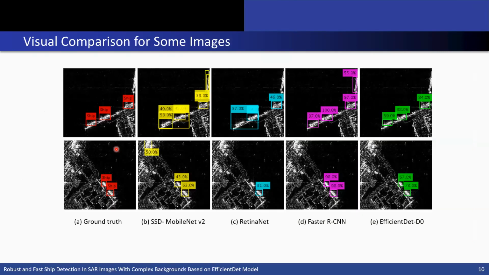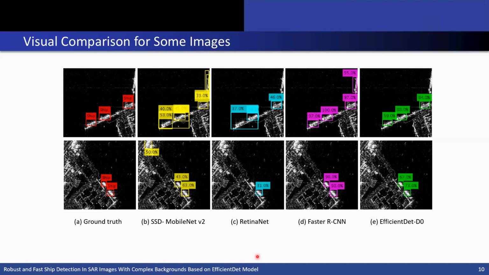Let's see some visuals about the detection results. Each color of bounding boxes shows a specific method and the ground truth. As is seen, the images have complex backgrounds which may cause false alarms. For example, SST MobileNet detects more ships compared to ground truth, and it has false alarms.